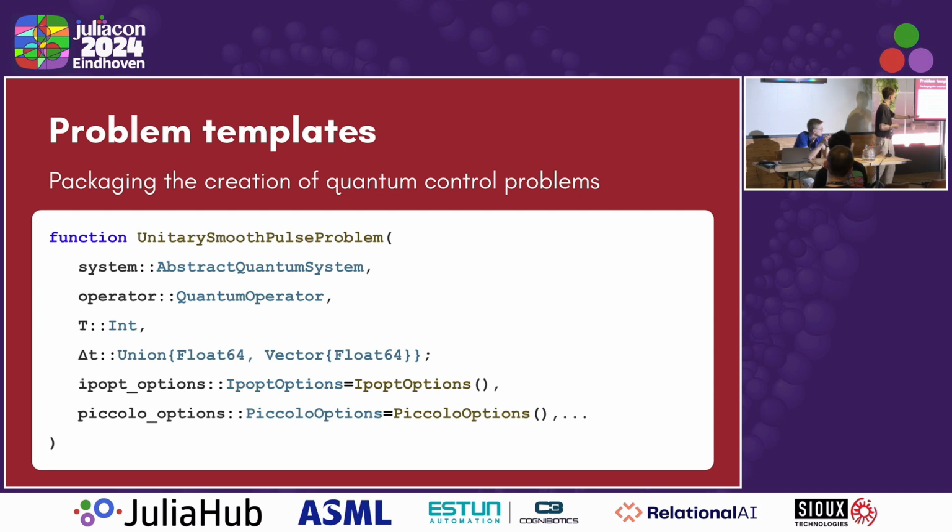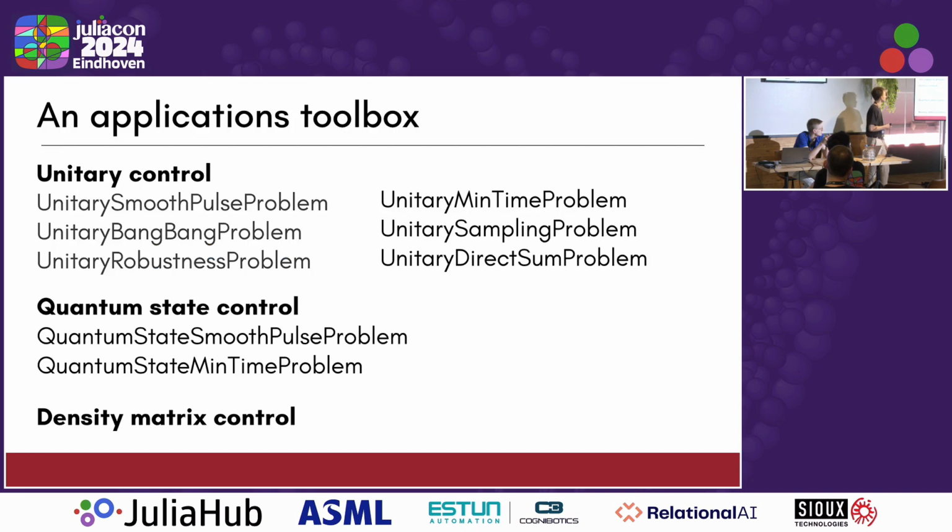And then there's a lot of options for the underlying IPOPT solver and also the Piccolo options themselves. So we have a lot of different problem templates that we have set up for users to use based on different problem settings. So smooth pulse problems, bang-bang problems, where you basically turn the controls on and turn them off. Robustness problems, where you want to be robust to certain types of errors.